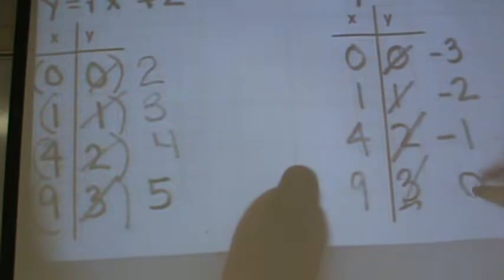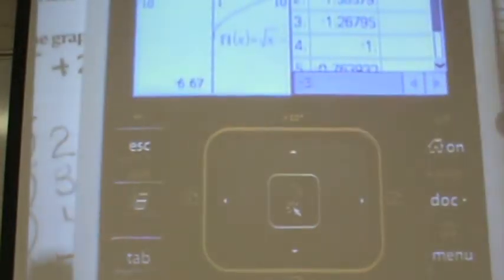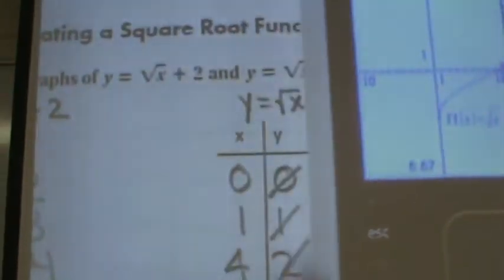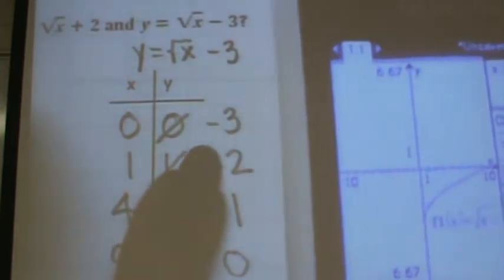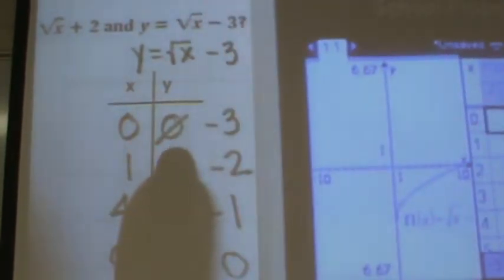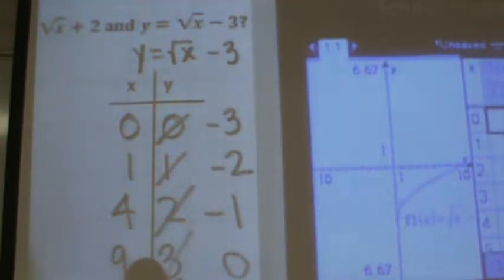So, let's, Mr. Duke, do you have it? Thank you. He plotted it. And let's see if we're right, if our prediction holds true. He graphed it for me, and guess what? Okay. So far, 0, -3, I see. 1, -2, 4, -1, and was 9, 0 there? Yep.